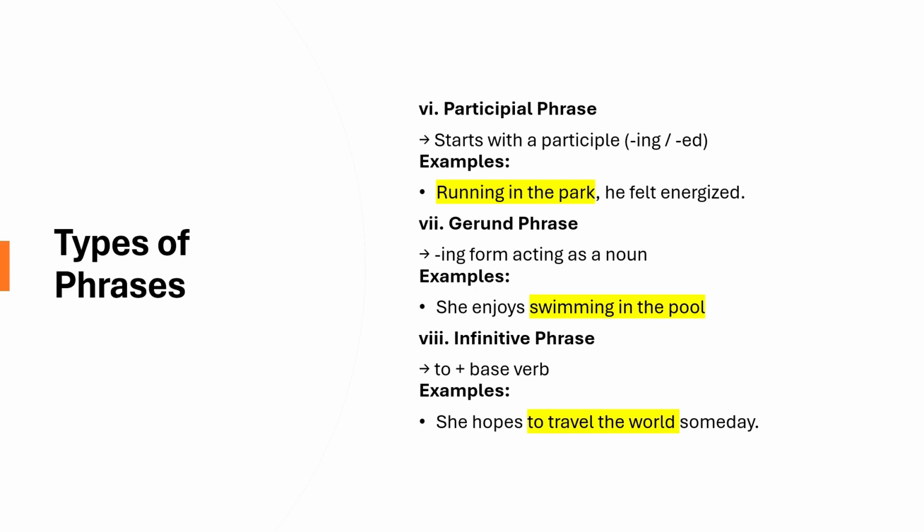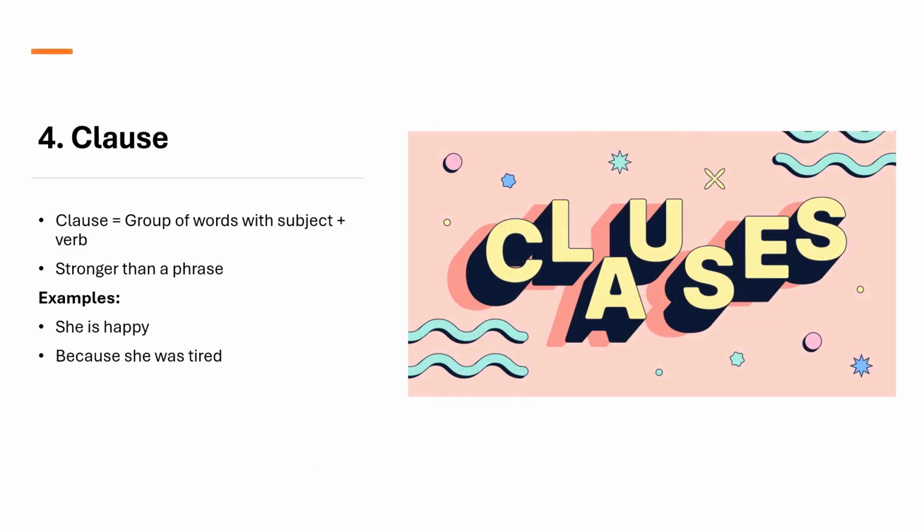Last, we have an infinitive phrase. It starts with to plus a verb like to travel or to become. Fourth main part of the English language is clause. A clause is stronger than a phrase because it has both a subject and a verb. It is the building block of a sentence.